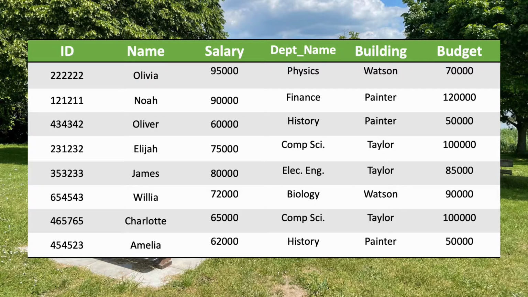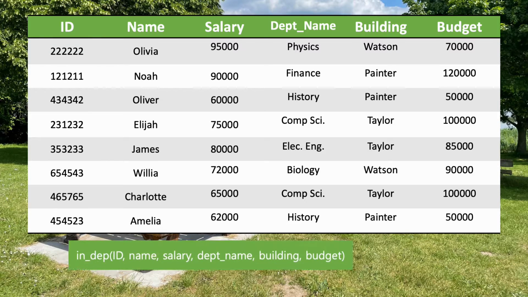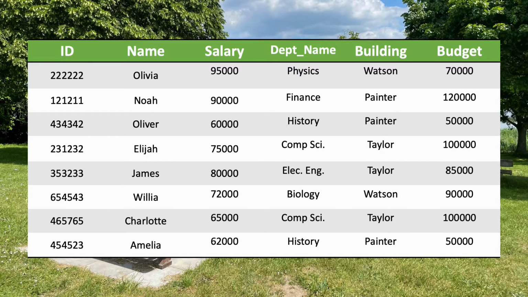Take a look at the following schema. Let's call it in-depth. Notice that we have to repeat the department information, building and budget, for each instructor in the department. So the comp sci department has a budget of 100,000. You see that here. But for every instructor in the comp sci department, we repeat that information. Why might this be a problem?